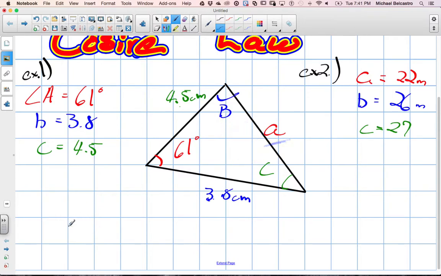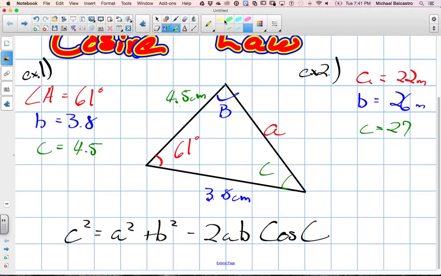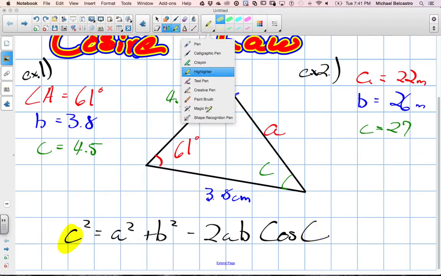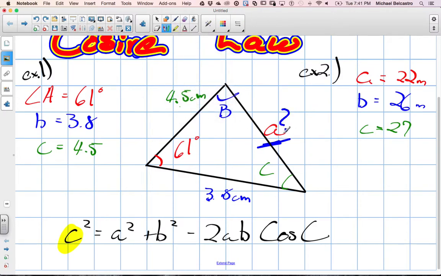With cosine law, there are many different ways you can write it, but the easiest way is to memorize one of the formulas and just rename the triangle. The formula states c squared is equal to a squared plus b squared minus 2 times a times b times cos C. You're either looking for this side here or this angle here. In this one, we're looking for the side, so we'll highlight that side. But we've called it C, and in our triangle, we're actually looking for A.